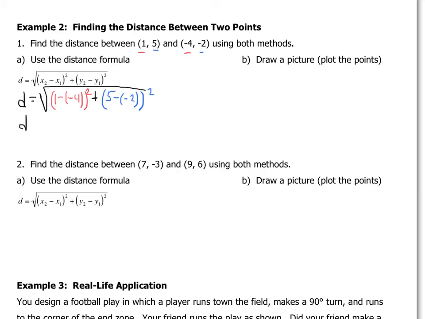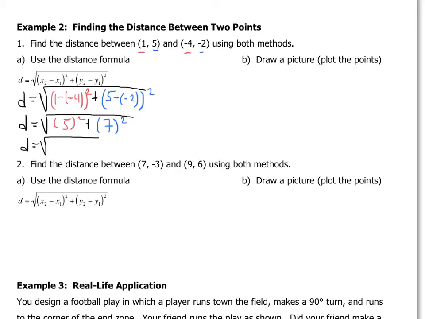So now we need to keep following down. So d equals, and on the inside we're going to get 1 minus negative 4 is 5, and we're going to square that. Then we're going to go to the other one, and we're going to do 5 minus negative 2 is 7, and we're going to square that.